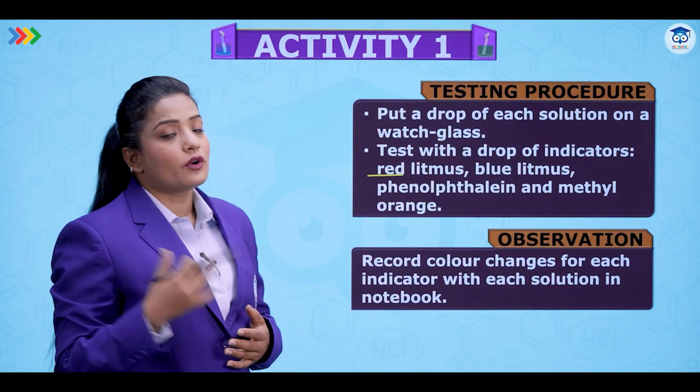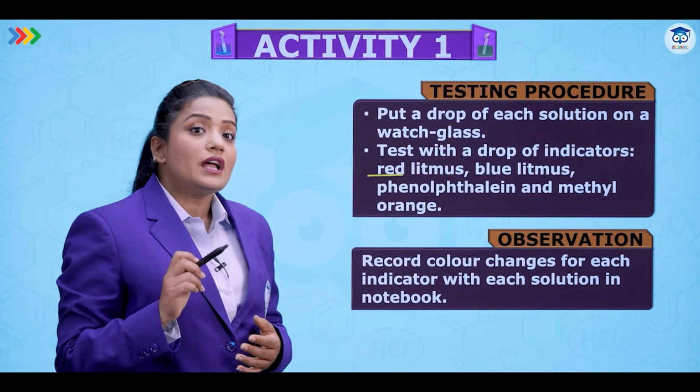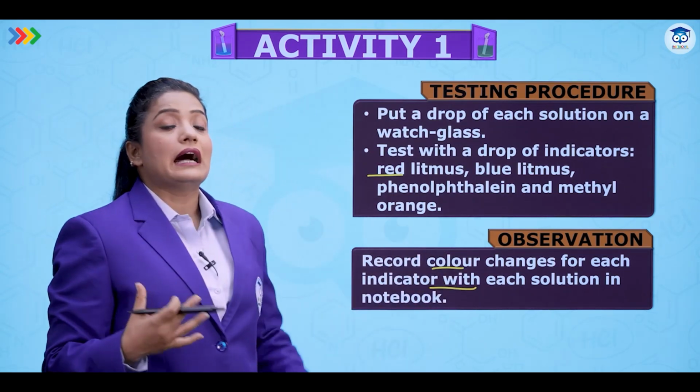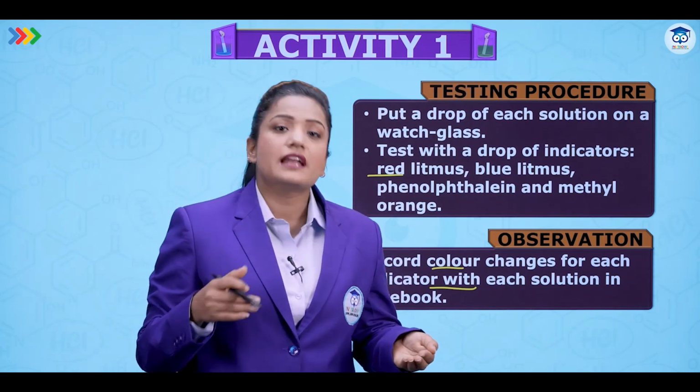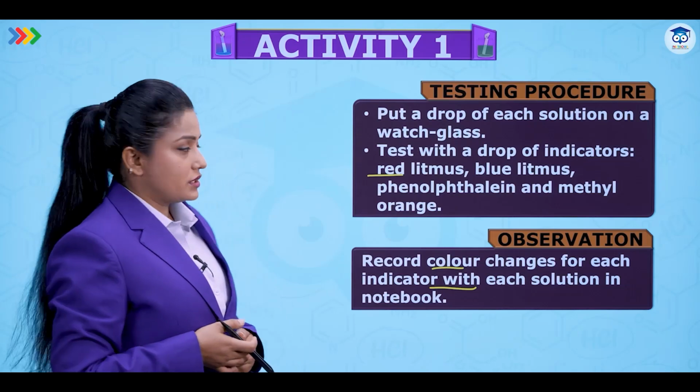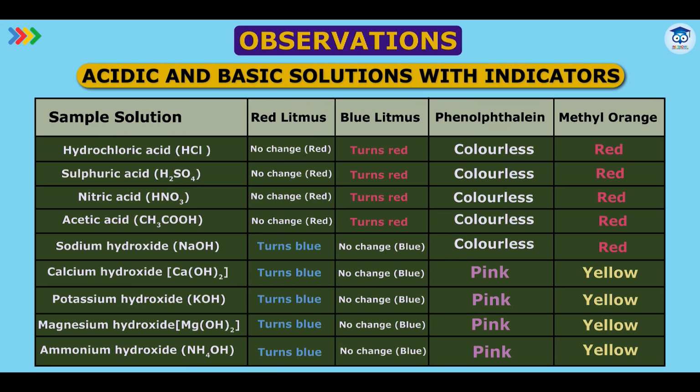After that, of course, we are going to see some color change. So we will note our color changes in our notebook, and then we are going to predict and understand which ones are acids and which ones are bases based on our color observations. Now let's try to understand some more concepts through this activity.